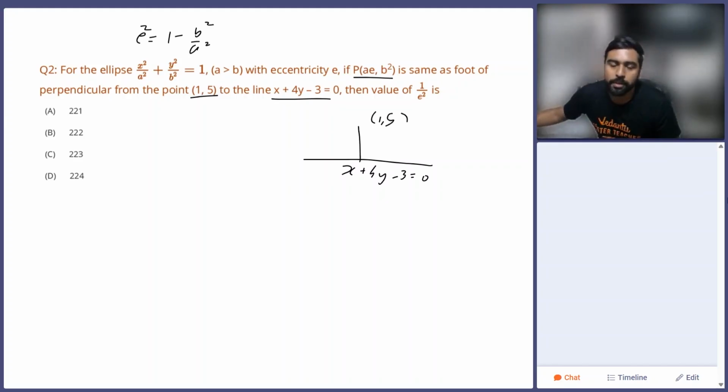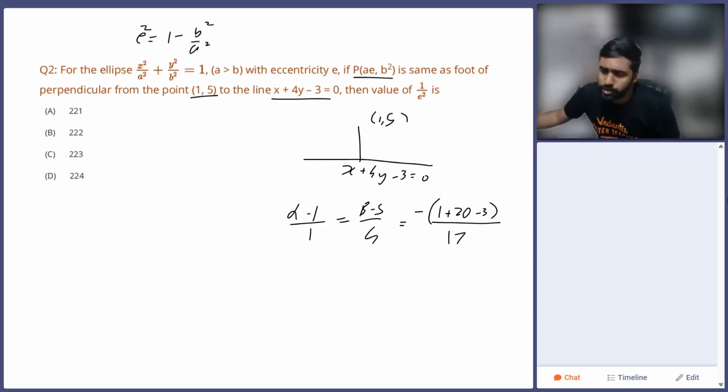If this is (alpha, beta), it will be (alpha - 1) divided by the coefficient of x, 1, equal to (beta - 5) divided by the coefficient of y, that is 4, equals minus of, substituting (1, 5), (1 + 20 - 3) divided by 1 squared + 4 squared, that is 17 is the expression that you will get. Okay? So from here I can say what is alpha.